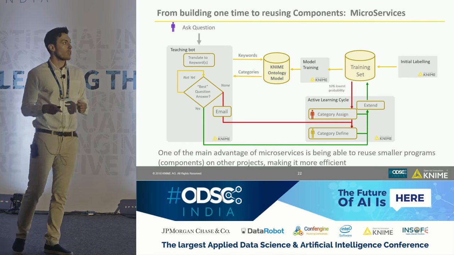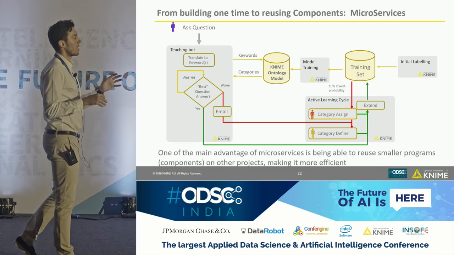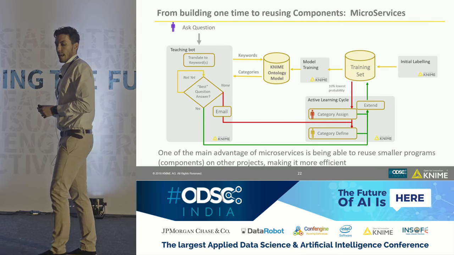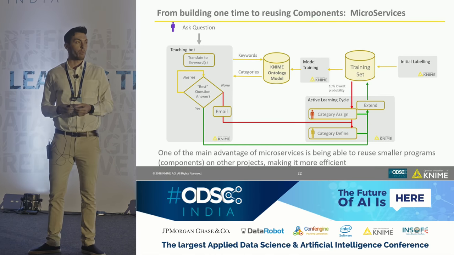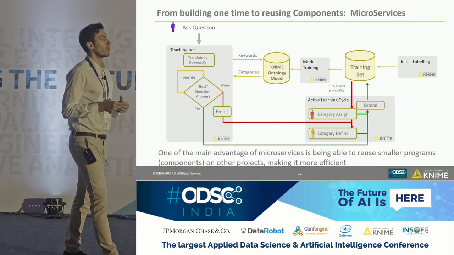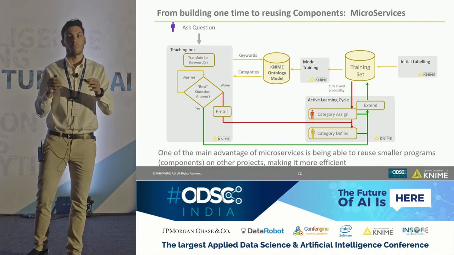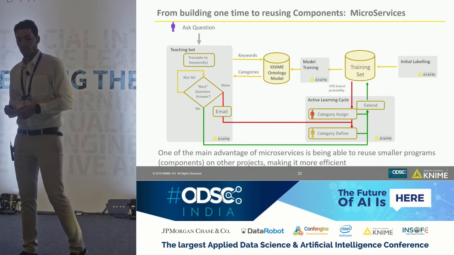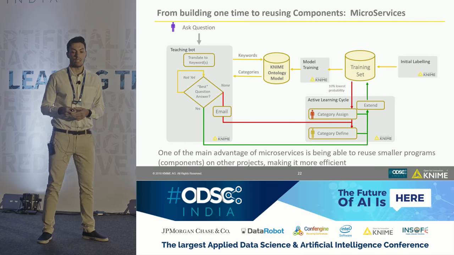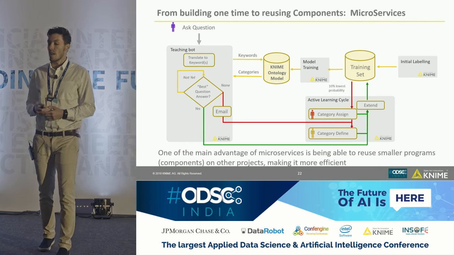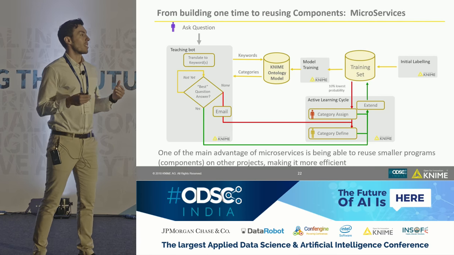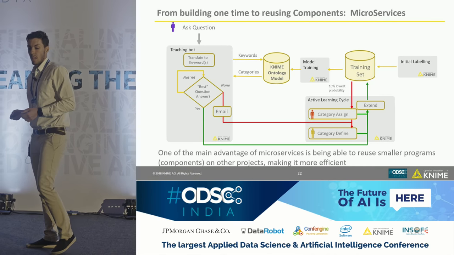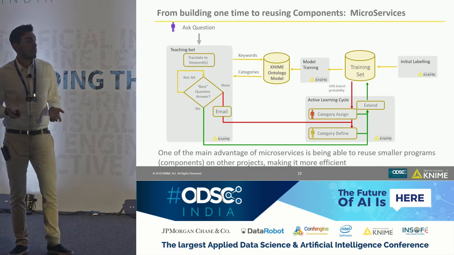I mean, we have built a bunch of workflows to make all this application work. And everything worked out pretty well, but we decided also to reuse some of the components that were available in different workflows. And we did it with microservices. One of the main advantages of microservices is being able to reuse a smaller part of the workflows, right? Or the components of the project that we are working on. And in this way, we can make it more efficient.